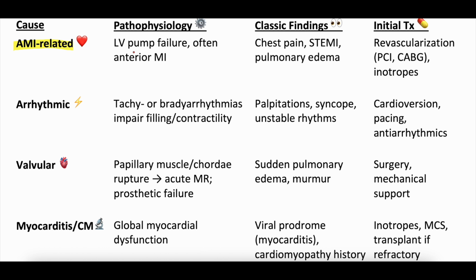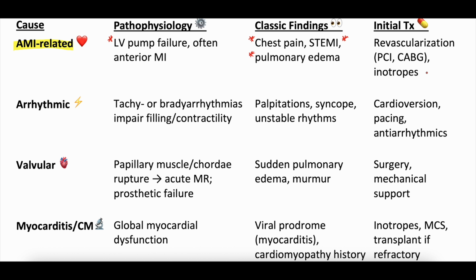So the pathophysiology of acute myocardial infarction related cardiogenic shock is your left ventricle fails. You have LV pump failure because your coronary got obstructed and that left ventricular myocardial muscle got ischemic and started to die. So the classic findings are these patients often have STEMIs or NSTEMIs, ST elevation myocardial infarctions or non-ST elevation myocardial infarctions. If they're infarcting their myocardium, they're probably going to have chest pain. If it's gotten so bad that their heart is failing, they might have signs of fluid overload like pulmonary edema.